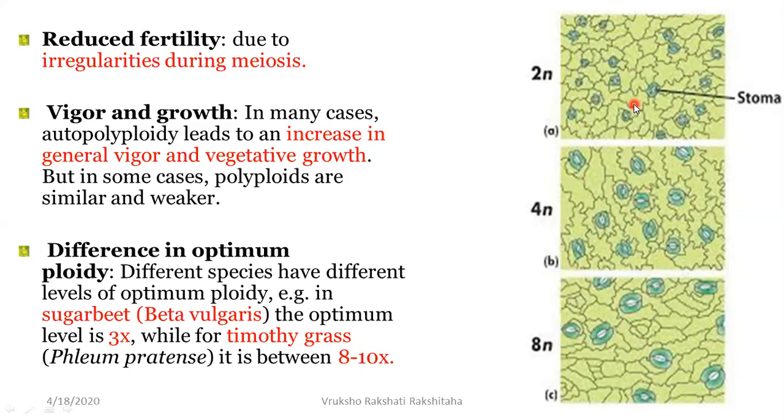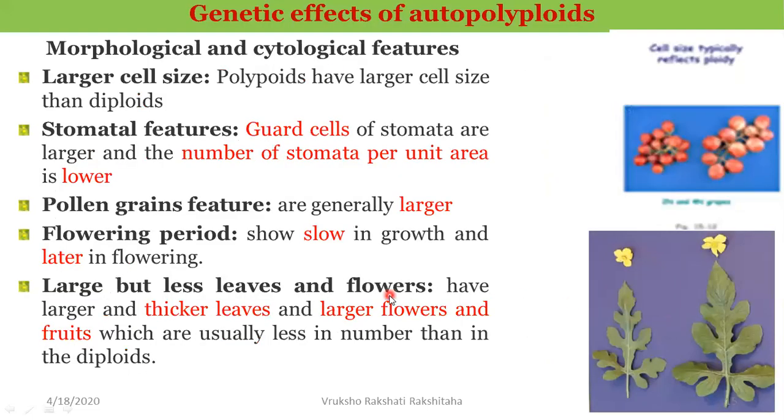So you can just compare the size of the stomata. You can see the guard cells are quite small. The stoma is smaller. Here the guard cells and the stoma are quite bigger, and in octoploid you can see that the guard cells are quite big, and the stoma, the opening, is also quite big. You can also compare the size of the epidermal cells. You compare the size over here, here, and here. So in diploid they're small, in 4n medium, and in octoploid you can see the epidermal cell size has also increased.